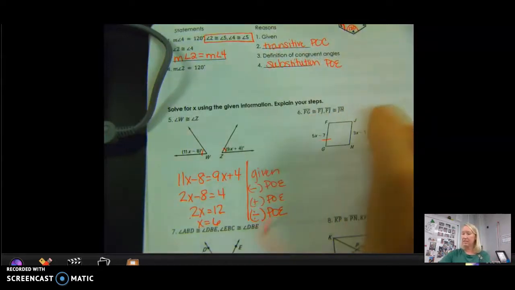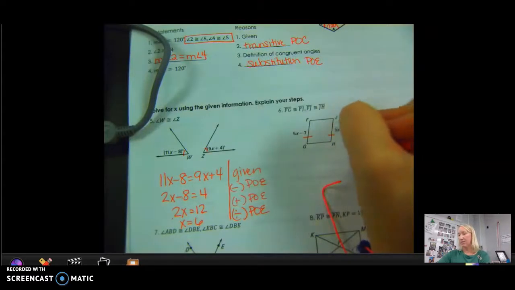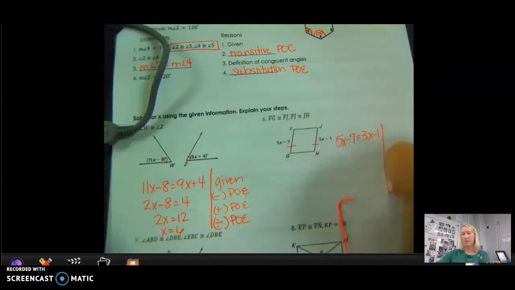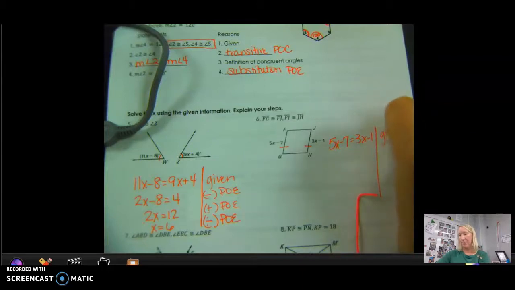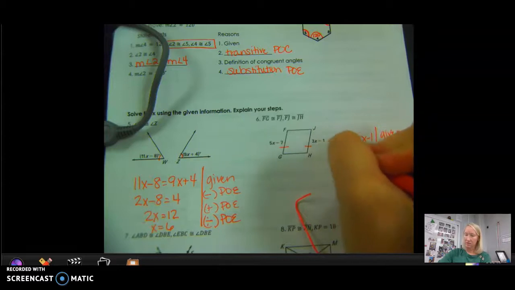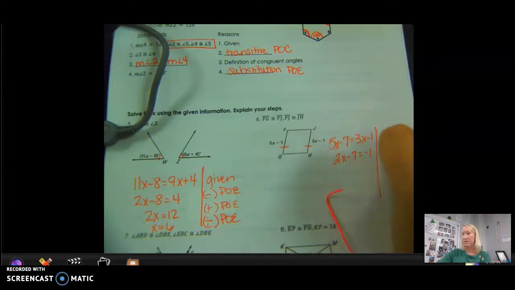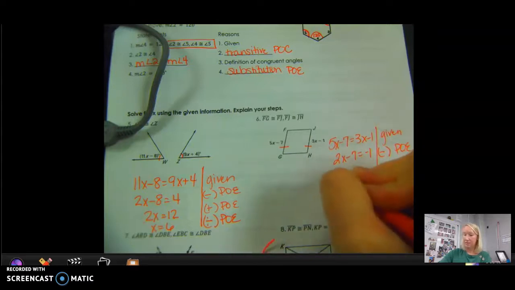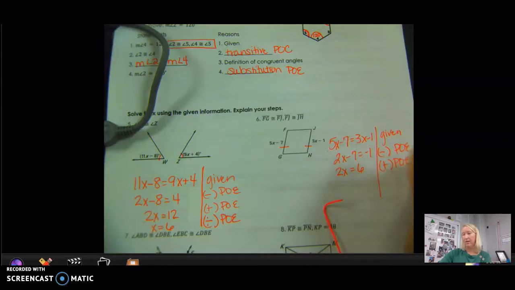Same thing here. This guy is equal to this guy. So I'm going to start out with 5x minus 7 equals 3x minus 1. That's essentially a given. Then I'm going to subtract 3x from both sides, and when I do that, I get 2x minus 7 equals negative 1. So that's subtraction POE. I'm going to add 7 to both sides, so I get 2x equals 6. So that's addition POE. I'm going to divide by 2, and I get x equals 3. So that is division POE.